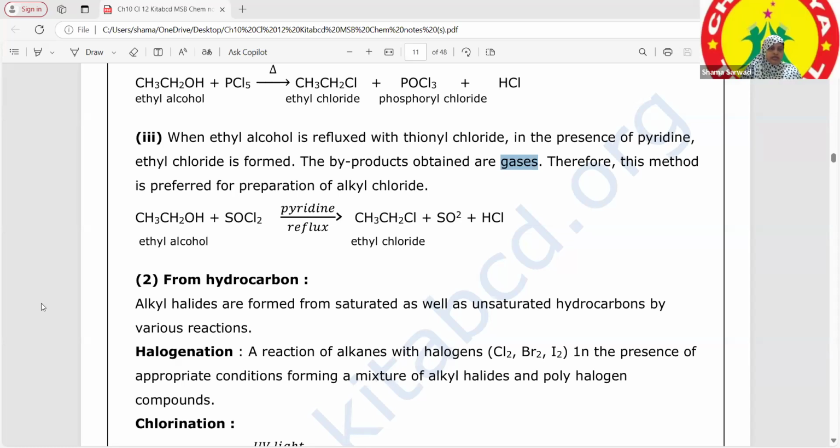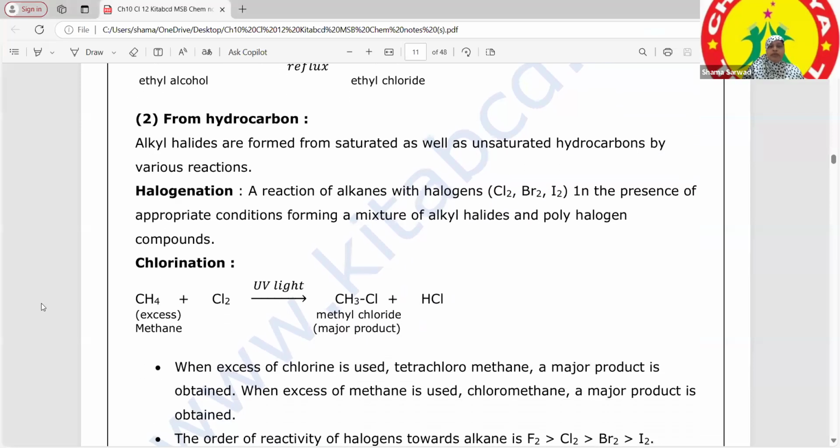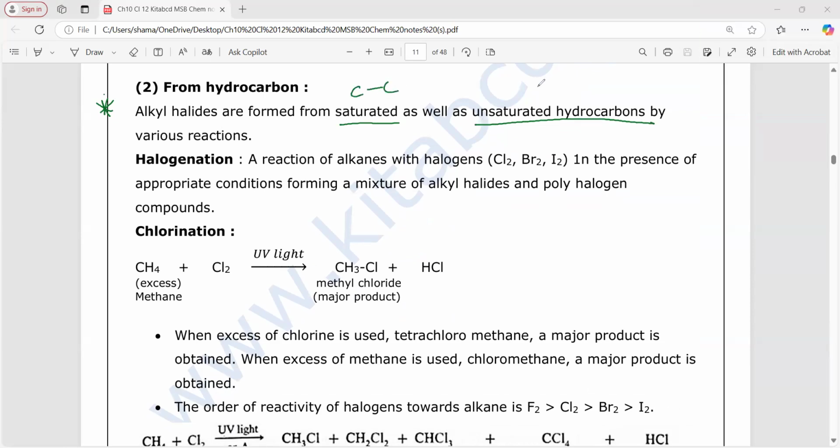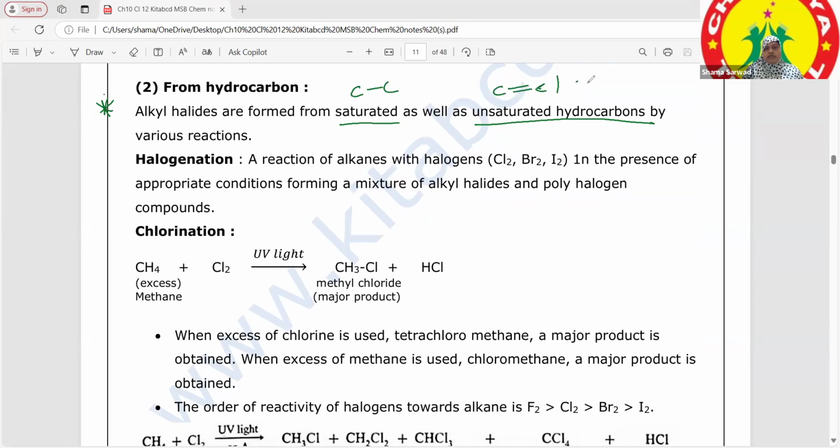Now, the next part is: from hydrocarbon, how to prepare alkyl halide. Hydrocarbon means alkane. So this is, I guess, a photochemical reaction. Alkyl halides are formed from saturated as well as unsaturated hydrocarbons. Saturated means it consists of carbon-carbon single bonds. Unsaturated means either a carbon-carbon double bond or a carbon-carbon triple bond.